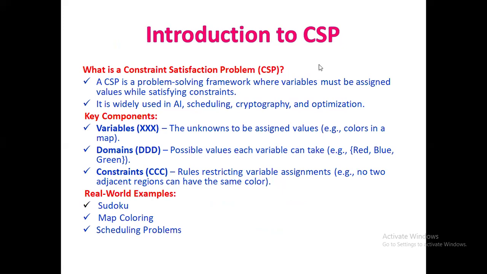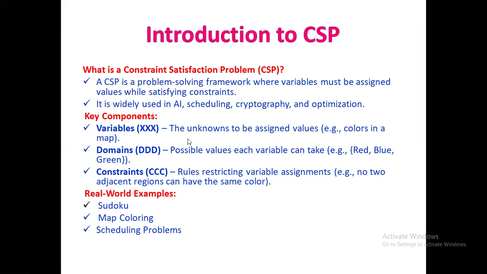So, what is constraint satisfaction problem? The constraint satisfaction problem is a fundamental problem solving framework in artificial intelligence and optimization. It involves assigning values to a set of variables while ensuring that all given constraints are satisfied. And the CSPs are widely used in various domains such as AI, scheduling, cryptography, and optimization.